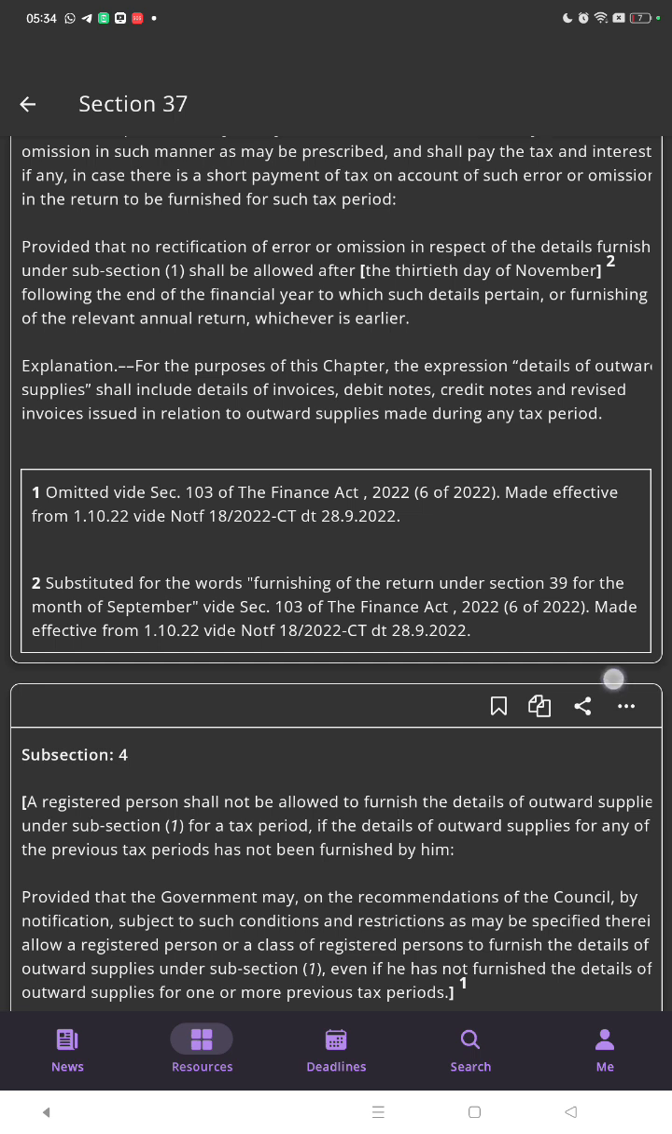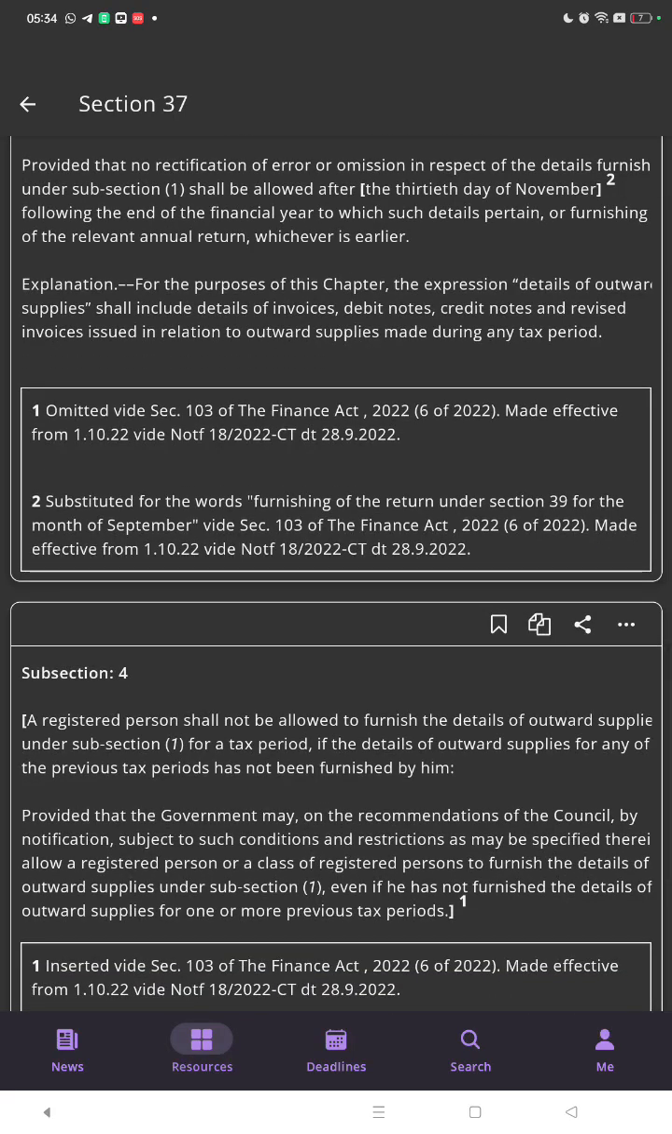Explanation: for the purpose of this Chapter, the expression details of outward supplies shall include details of the invoice, debit note, credit note, and revised invoice issued in relation to the outward supplies made during any tax period.